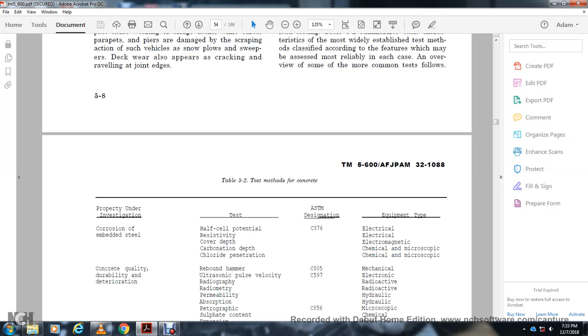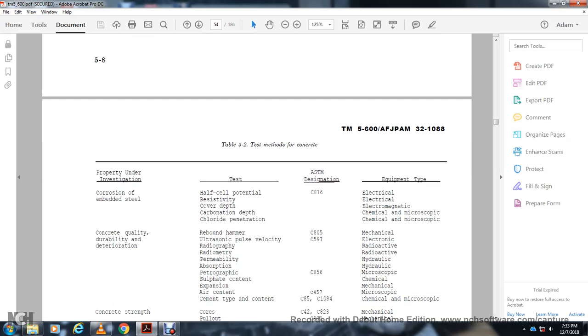Your ASTM designation C87. Your equipment would be electrical and chemical, electromagnetic, and chemical microscopic. You have concrete quality durable deterioration. You have the rebound hammer C805, mechanical; ultrasonic pulse velocity C597, electronic; radiographic, radioactive; radiometer, radiographic; permeability, hydraulic; absorption, hydraulic; petrographic.